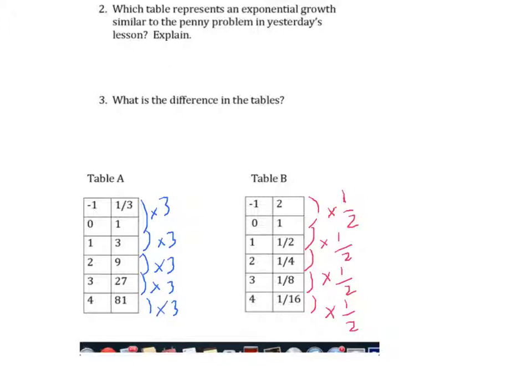In Table B, some of them recognized it was being multiplied by 1/2, and some recognized, especially from the output from 1 to 1/2, that it was being divided by 2. And so we talked about how being multiplied by 1/2 is the same as being divided by 2.